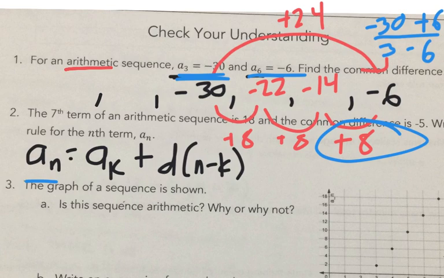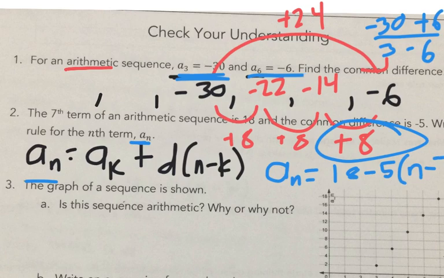So a sub n, that represents any term in the sequence. So we're writing a rule in terms of a sub n. So we leave that equals a sub k. That could be any term. In this case, the only term I know is the seventh term is 18. So my a sub k is 18. Plus, what's the common difference? So negative 5 times n. N is whatever I want it to be. Minus k. So what's the term that I knew in the sequence? I knew the seventh term, so k should be 7. That's it.